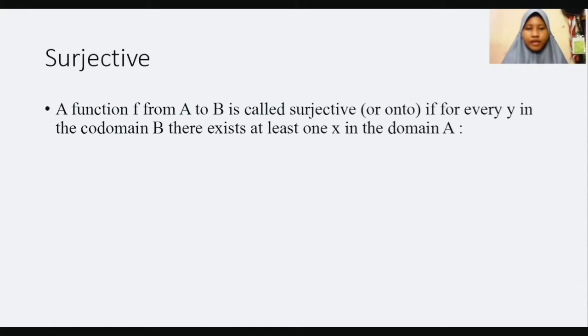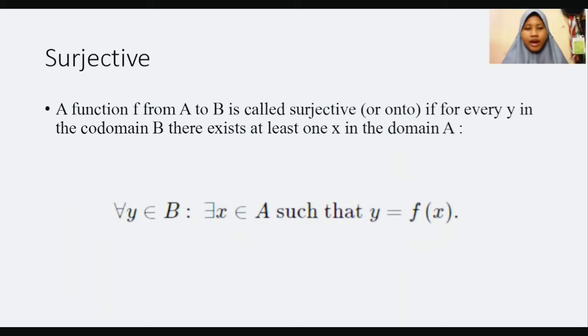Surjective. A function f from A to B is called surjective or onto if for every y in the codomain B, there exists at least one x in the domain A. The notation: for every y element of B, there exists x element of A such that y equals f(x).